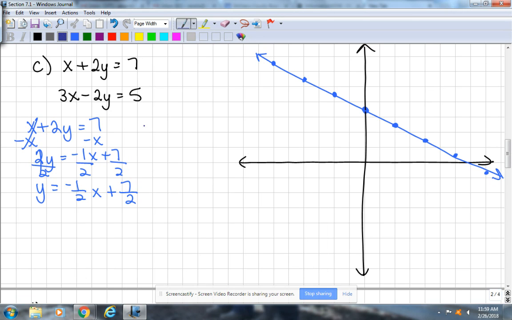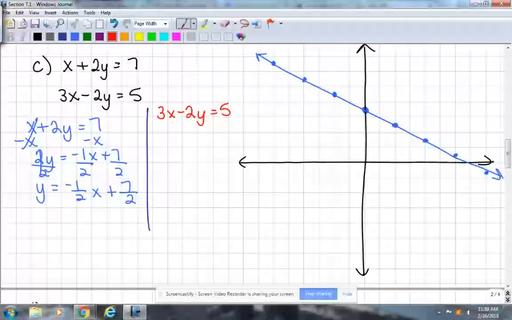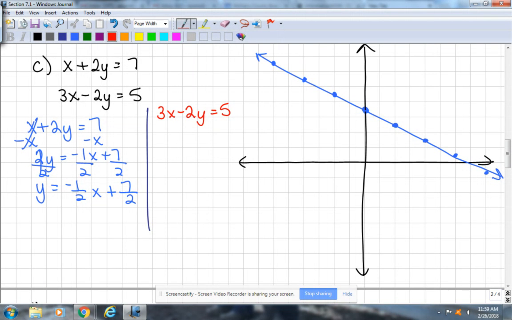My next equation also needs to be put in slope-intercept form. So we did the equation 3x minus 2y equals 5. I'm going to do everything for this line in red. I did everything for the first one in blue. I'll do this one in red.